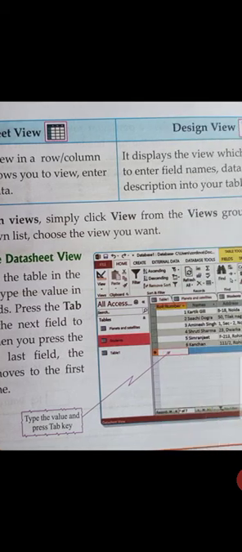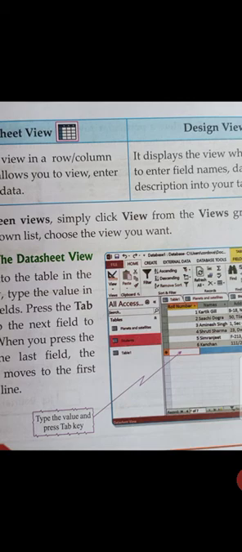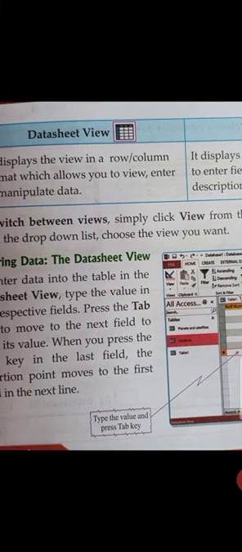To switch between views, simply click View from the View group of the Home tab. If you want to switch it, you click on View, which is on the Home tab.